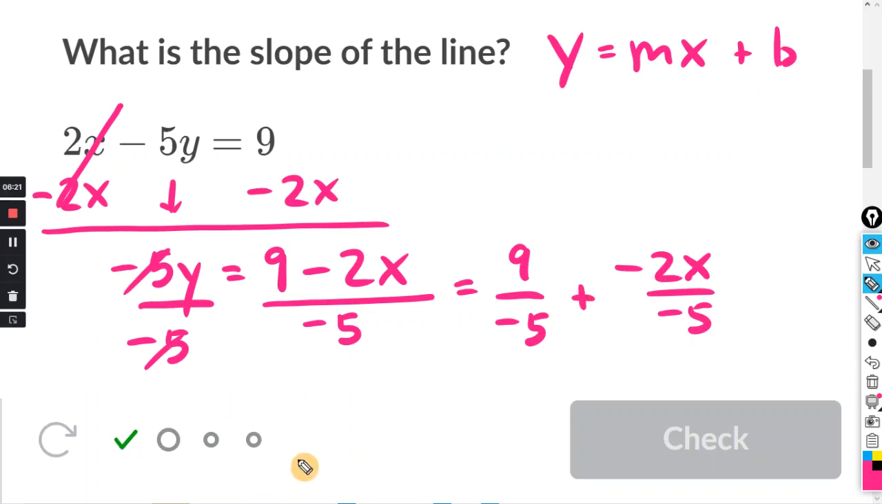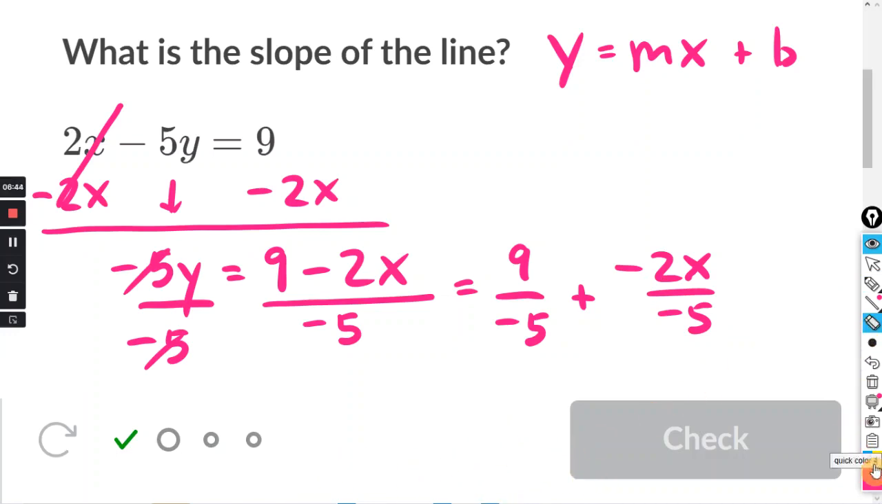If I had 5 minus 2, just as an example, I could make that the same as 5 plus negative 2. That's the same thing. So that's all I did right here. Negative 2x divided by negative 5. I just added a plus sign in there. All right, it doesn't change anything.